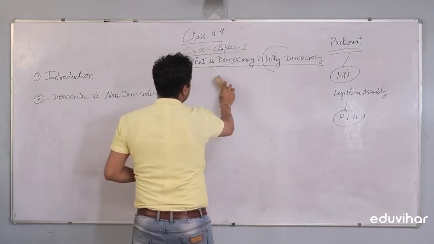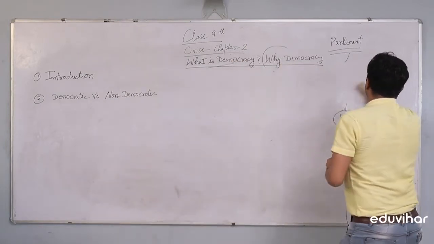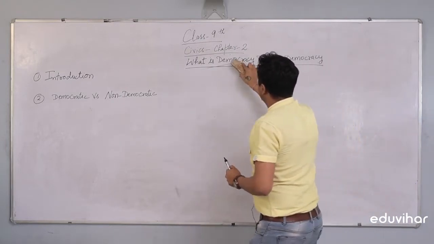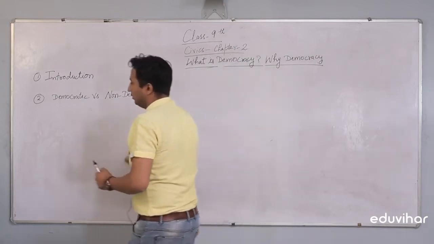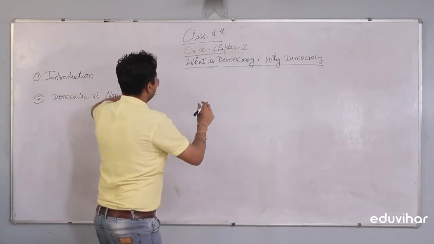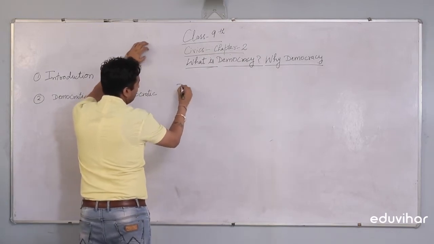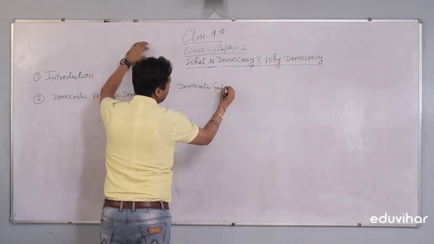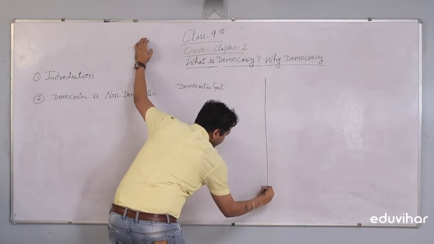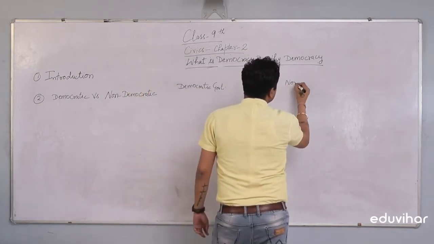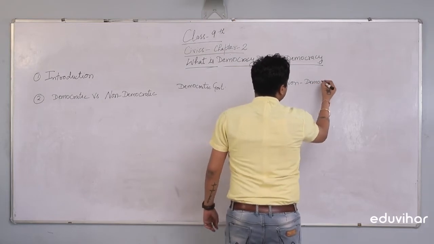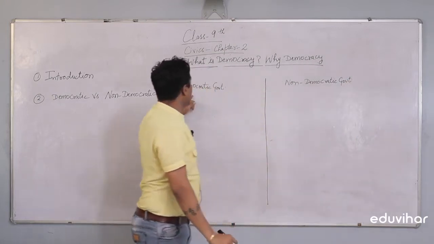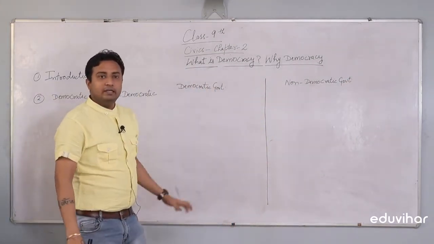what is the difference between a democratic and a non-democratic form of government. Here we have democratic government, and we have non-democratic government.